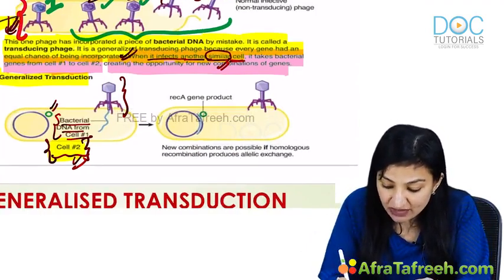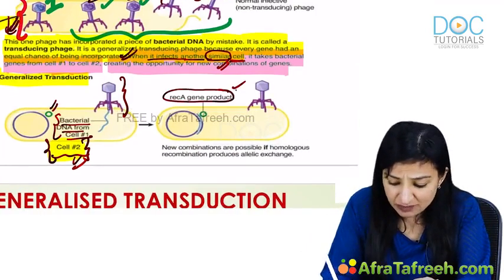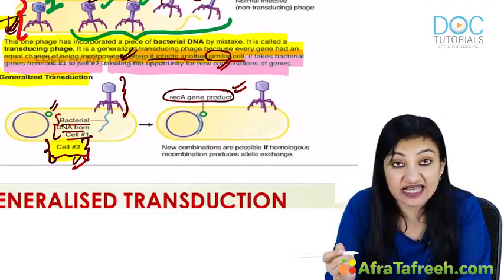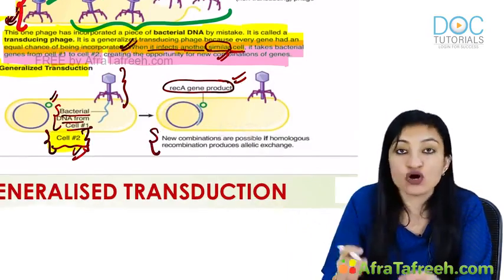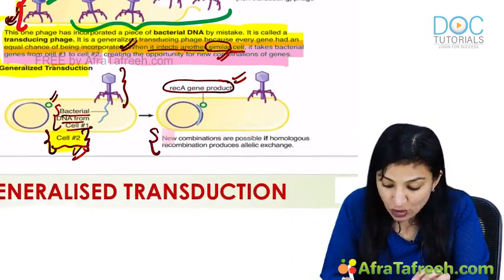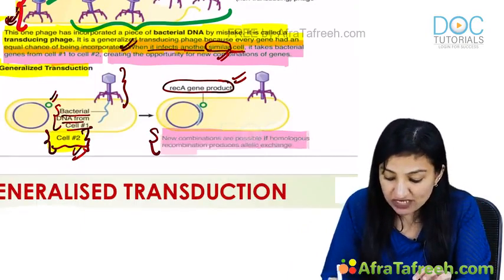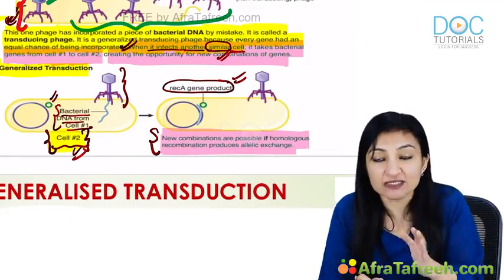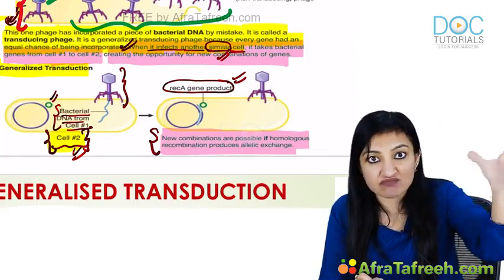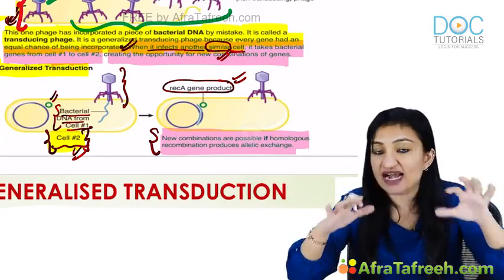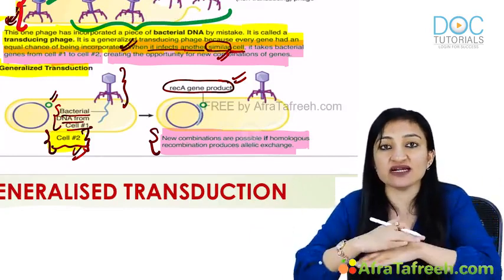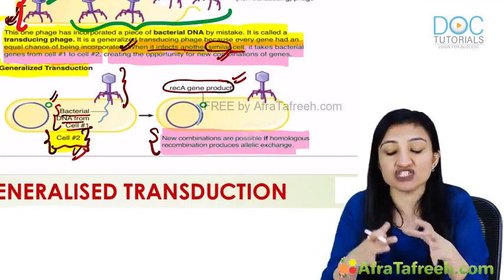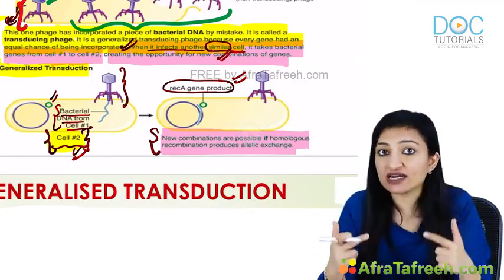So when the recA gene product, that is RecA protein, is present and both the cells are similar to each other, it means that the genes are homologous, then homologous recombination can take place. So new recombinations are possible if homologous recombination produces an allelic exchange. This is how, through the agency of the phage, some genes have transferred from bacterial cell 1 into bacterial cell 2. As I explained, it's just a matter of chance or randomness that any bacterial gene could have been erroneously picked up by the phage and entered cell 2. That is why it is known as generalized transduction.